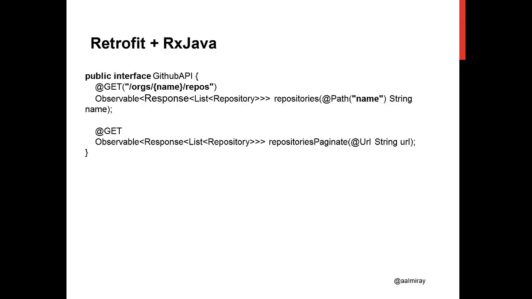Is it possible to mix in Retrofit and RxJava? Yes, it is. What we need to do is change our contract, the one that we defined before. Remember that the return type was something similar to Call of List of Repository. In this case, now we have an Observable from RxJava of a Response from Retrofit of List Repository, which is the type that we care about. That's basically the only change that we did.